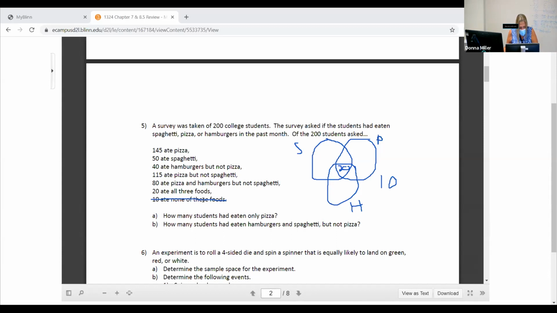All right, 88 pizza and hamburgers, but not spaghetti. Okay, that's still easy to deal with, all right? Pizza and hamburgers is this little wedge right here, right? And I know that that needs to add to 80. So this needs to be a 60, right? Complete that wedge. All right, so for you guys, pizza and hamburgers is this wedge right here. So this needs to be a 60 before we get 80 out.